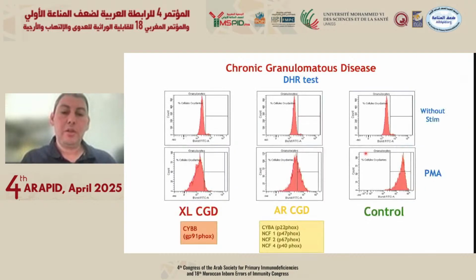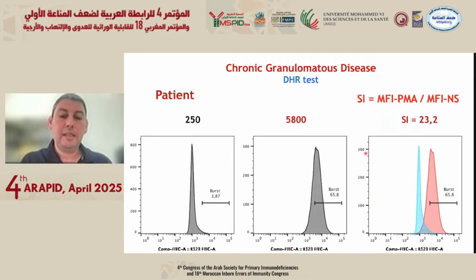Mais parfois l'interprétation pose problème, puisque dans la forme liée à l'X, vous avez une absence totale de l'activité oxydative des neutrophiles, donc c'est très simple à faire. Par contre, pour les formes autosomiques récessives, notamment le déficit en P47, souvent diagnostiqué à l'âge adulte, il va falloir faire attention puisque le décalage est modeste et on a une certaine activité résiduelle.